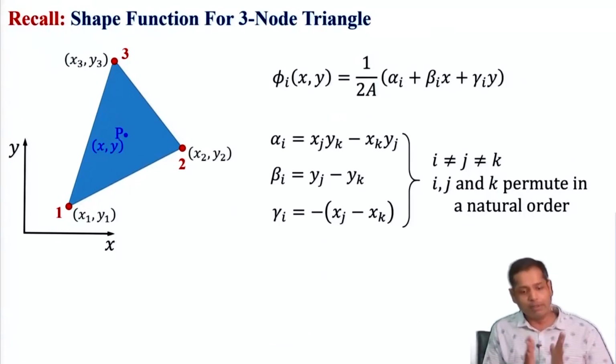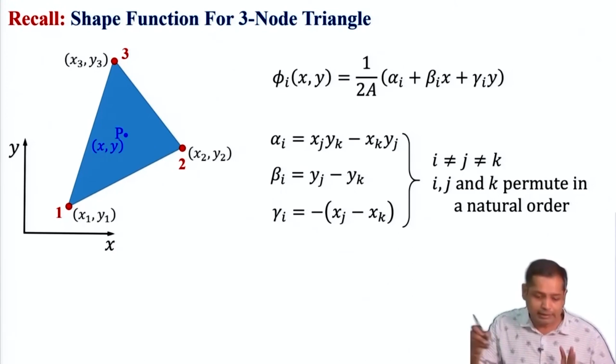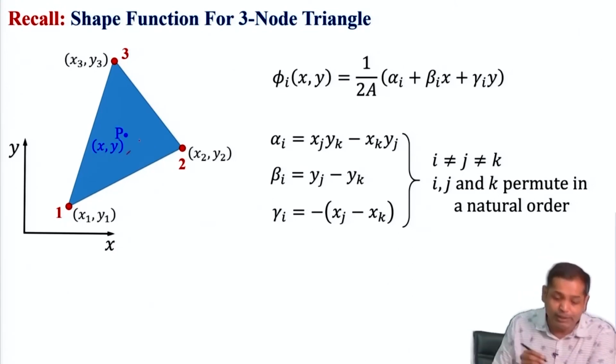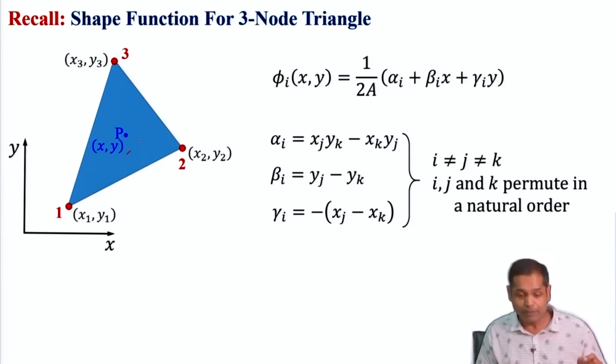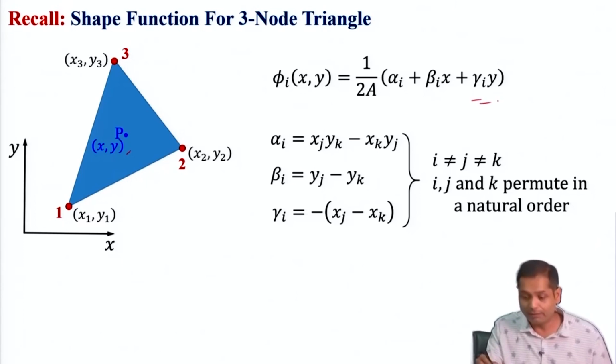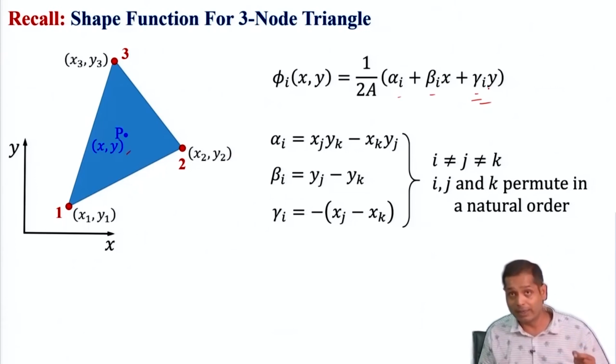So we know, if you recall, this is the shape function written in a very compact form for a 3 node triangle. Now if you take any point, say point P, whose coordinate is x y, then the shape function evaluated at that point is this, where alpha i, beta i and gamma i are the constants, and this depends on which node we want to evaluate.